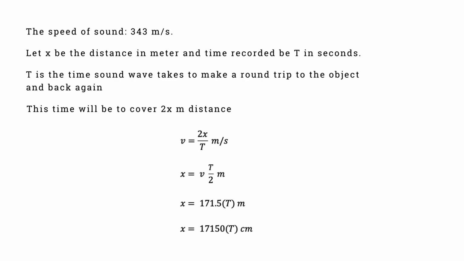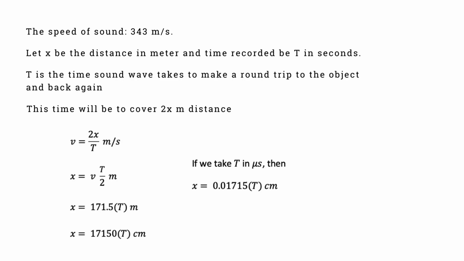171.5 times time, in meters. And if you want to get it in centimeters, multiply it by 100. Generally, in a microcontroller, we use a built-in function to calculate time, and that time is given in microseconds. So if time is in microseconds, then the formula for x is 0.01715 times t in microseconds, in centimeters.